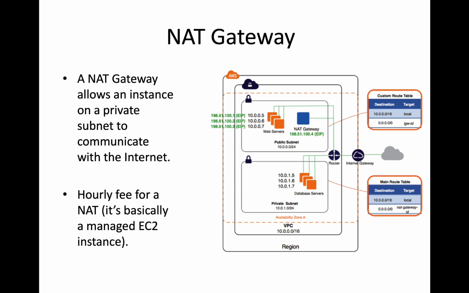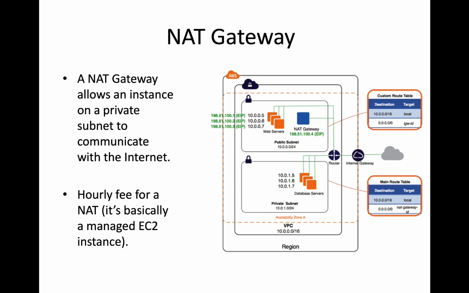Why would you want a private server to be able to communicate out to the internet? Well, maybe that private server needs to be able to download security patches from the internet. Maybe it needs to be able to download Ubuntu or Amazon Linux updates. Maybe it needs to be able to communicate with public API endpoints. So there are a variety of reasons why a private server might need to be able to communicate out to the internet.